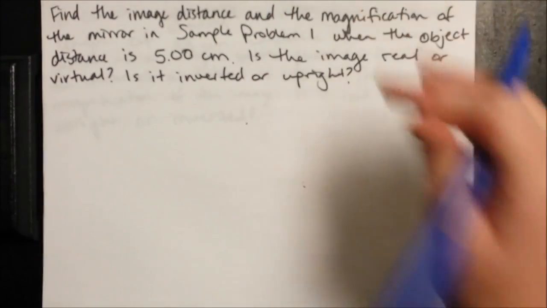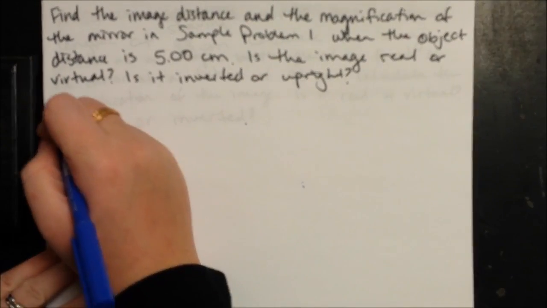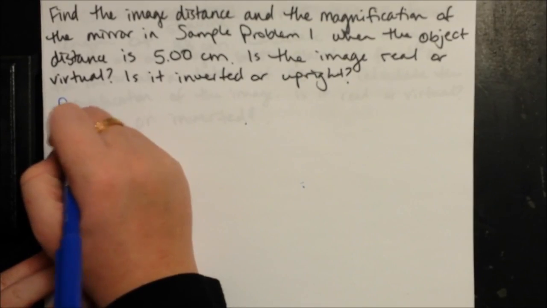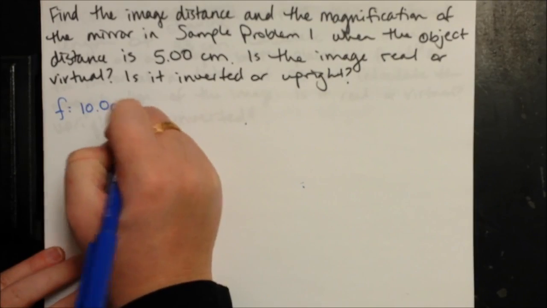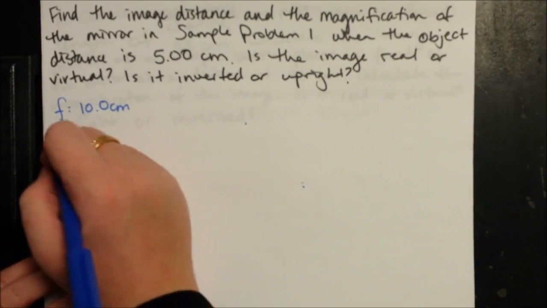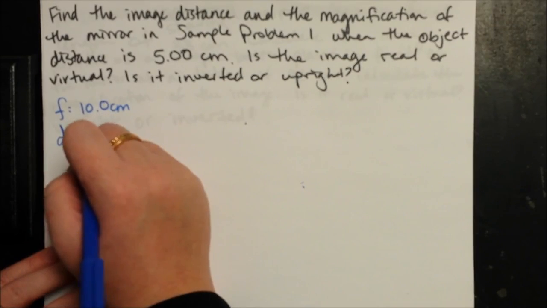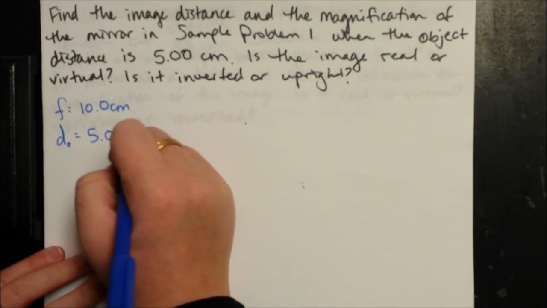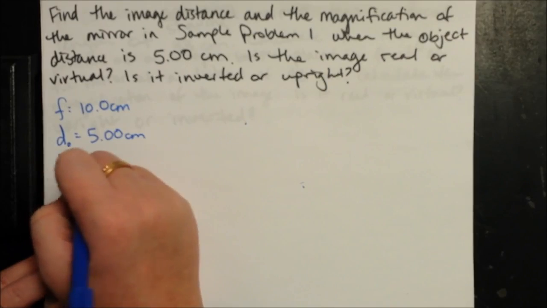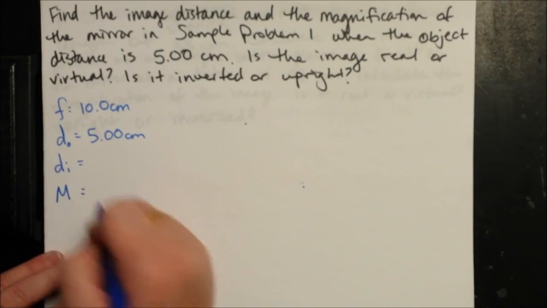Alright, so we're going to go back to that same sample problem where our focal length was 10 centimeters. Okay, and now we're going to place our object at the 5 centimeter position. We want to find our image distance and we want to find the magnification.